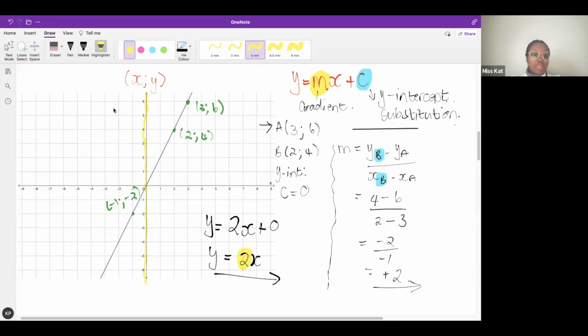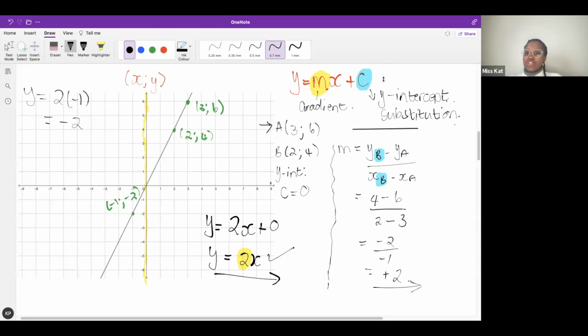You know, I always say you must test your answers. Is our answer correct? If I input -1, do I get an answer of -2? Let's see. So y equals 2 times -1, which is -2. That means my equation is correct. Beautiful. Guys, do we understand?